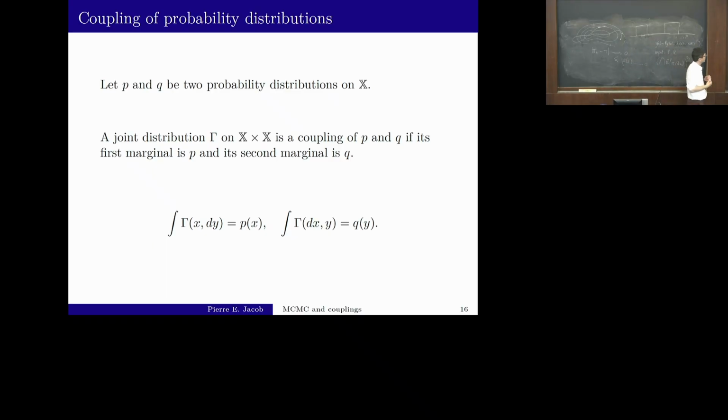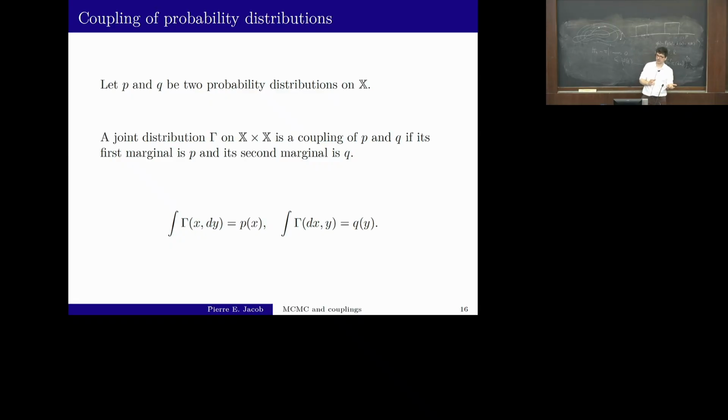Okay, so moving on to how we're going to obtain those rates. We're going to use couplings. There are many types of proofs for rates of convergence, and here we're going to focus on one family of techniques under the umbrella of couplings. But taking a step back from Markov chains, if you just have two static distributions, P and Q, what is a coupling? It's just a joint distribution that has marginals P and Q. It's just a name for a joint distribution that has given marginals.